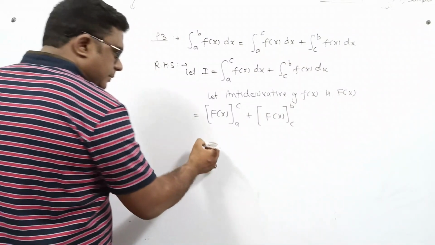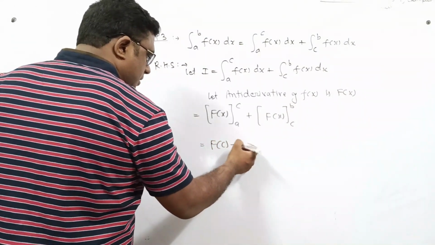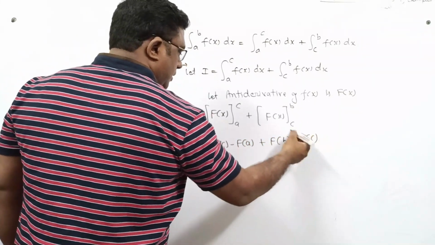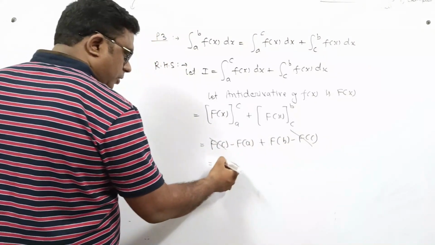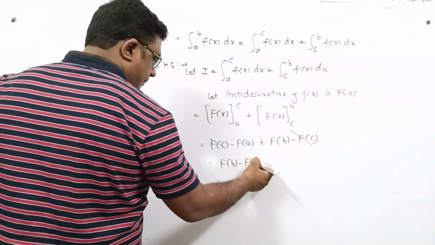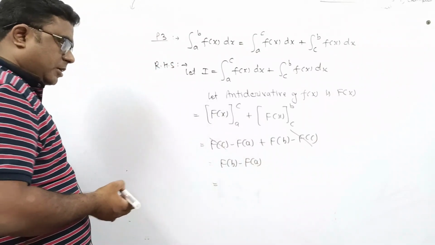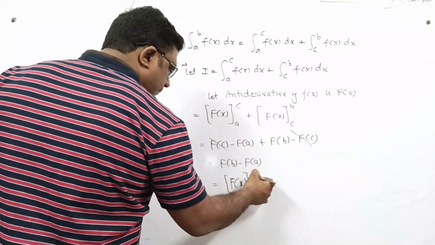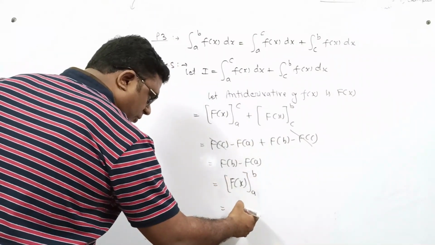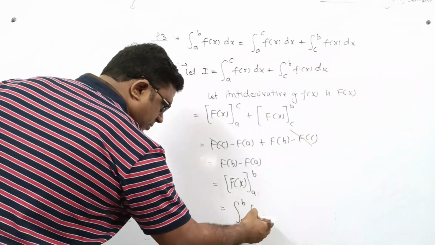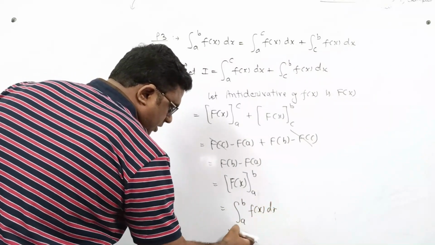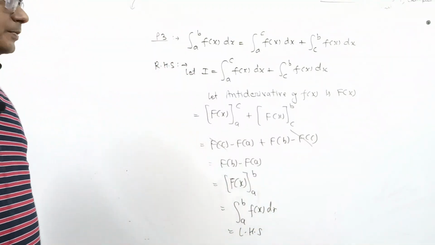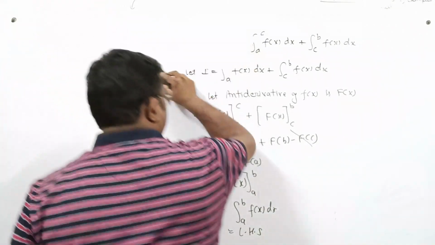Open these square brackets. It will become F(c) minus F(a), and it will become F(b) minus F(c). F(c) cancelled. So it equals F(b) minus F(a). Now write it in terms of F(x): F(x) inside square brackets, a to b. And you can write it in the form of the integral from a to b of small f(x) dx, which is the left hand side. So our property number 3 is also proved. Now we are coming to property number 4.